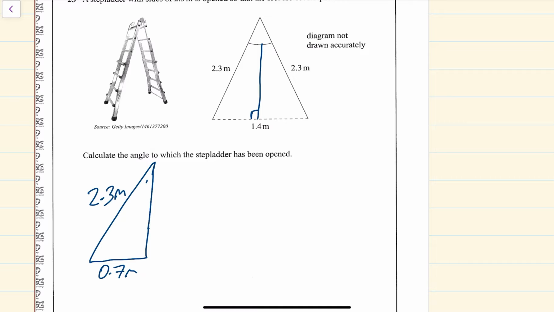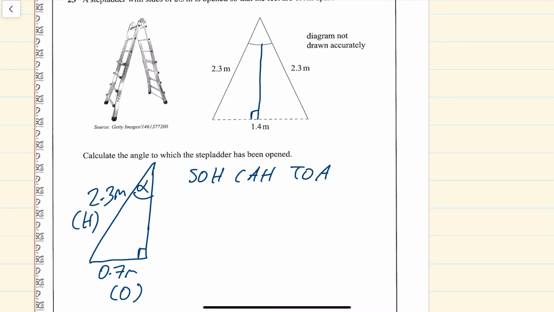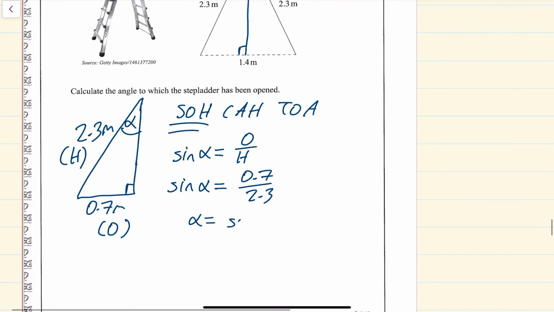Okay, right, this is the angle. I'm going to call that alpha instead of calling it theta over 2 or anything, just a different name. So that is my opposite side and that's my hypotenuse, so we'll just use basic trig. SOHCAHTOA. I've got opposite and hypotenuse. I'm going to use sine of my angle is equal to my opposite over hypotenuse. So sine of my angle is equal to 0.7 over 2.3. Your angle then is sine to the minus 1 of 0.7 over 2.3.